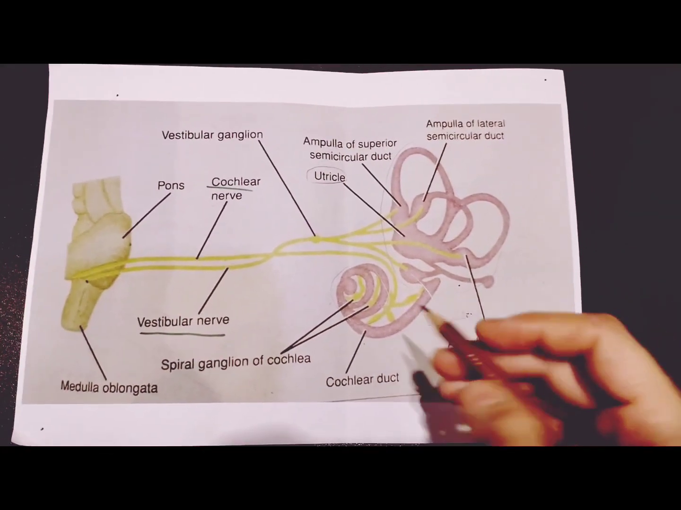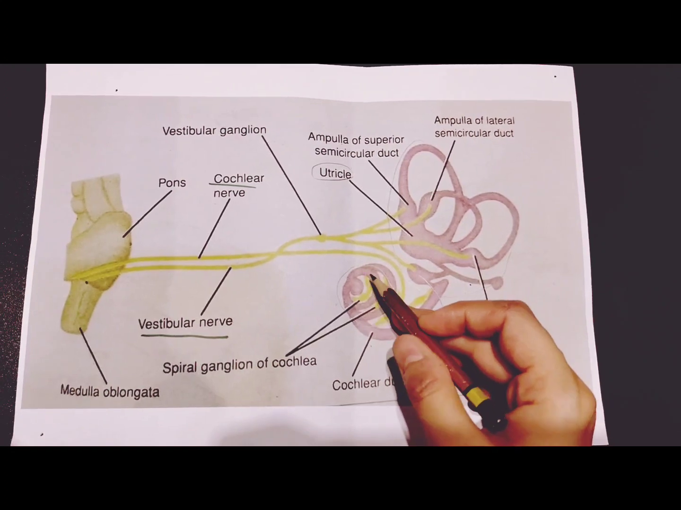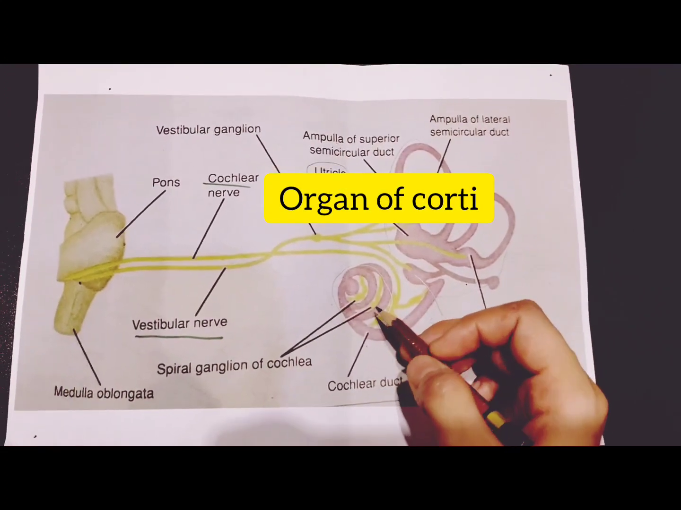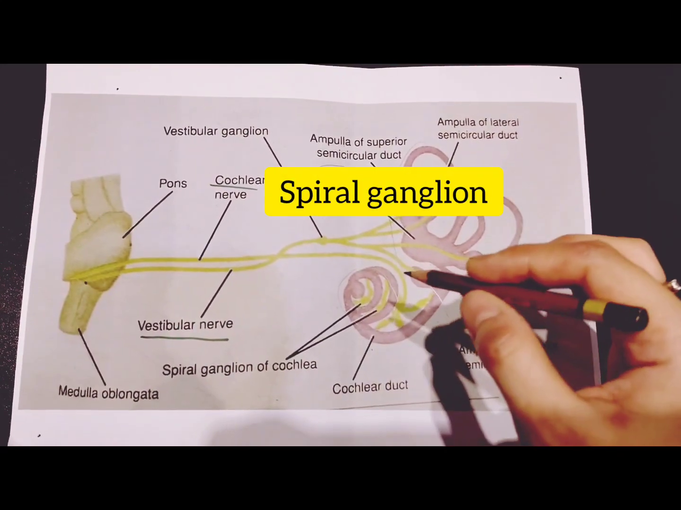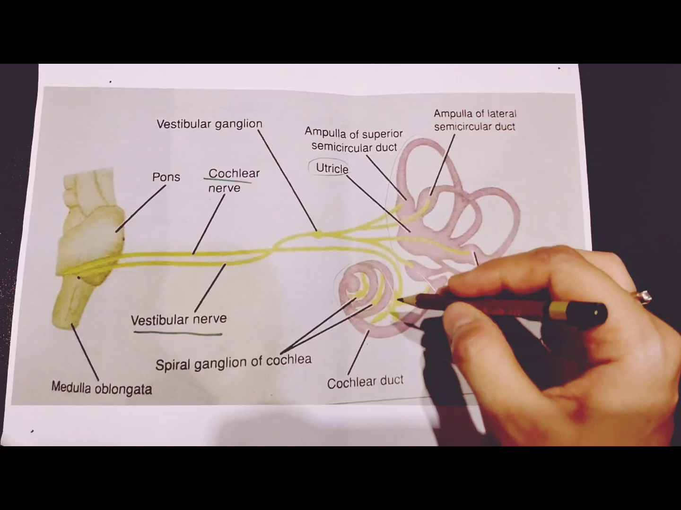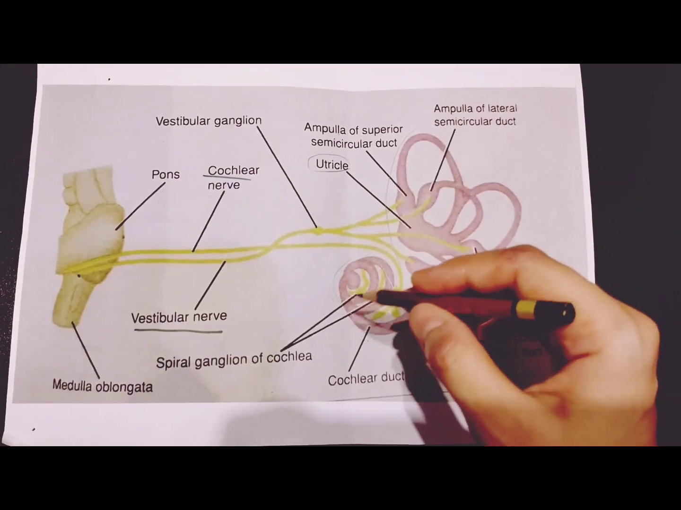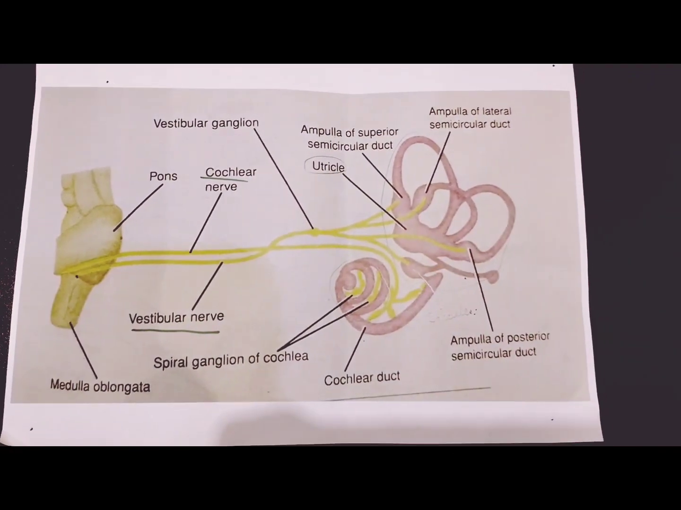Similarly, when we talk about the cochlea, it has the organ of Corti, and it has the spiral ganglion. It has the cell bodies residing in it, and the central processes coming from the cell bodies make up the cochlear nerve.